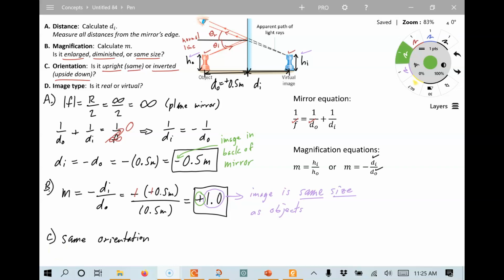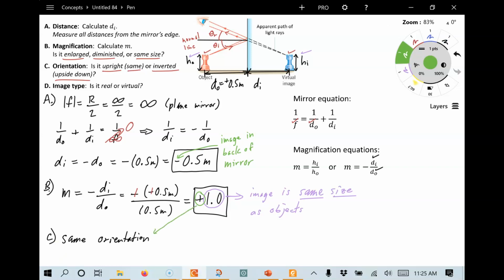Now we can also see that directly from the magnification. So when the sign is a plus, that indicates that it's the same orientation. If the magnification has a minus sign in front of it, that indicates that it's been flipped upside down, it's inverted.